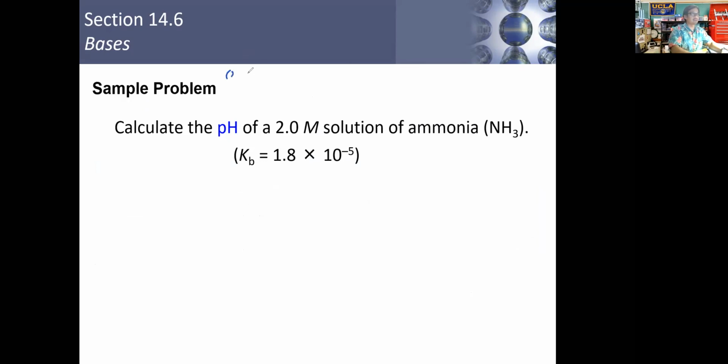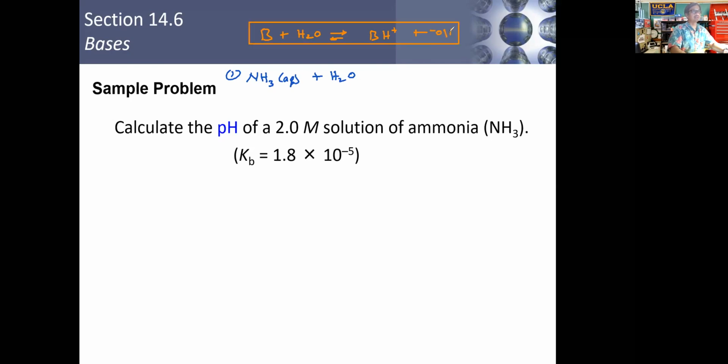The very first process here is going to be ammonia in water, which means it's reacting with water. Remember the general formula we're going to be using here: the base plus water gives us the conjugate acid plus hydroxide. You want to keep this in mind as we work through these problems, that this is the general equation for the equilibrium. Let's go ahead and apply this to ammonia.